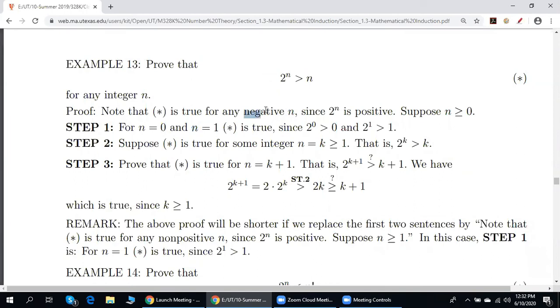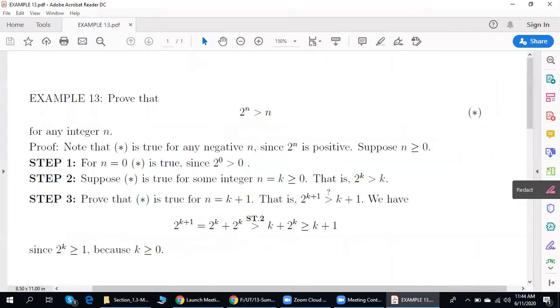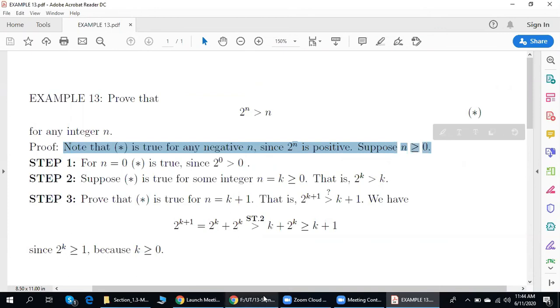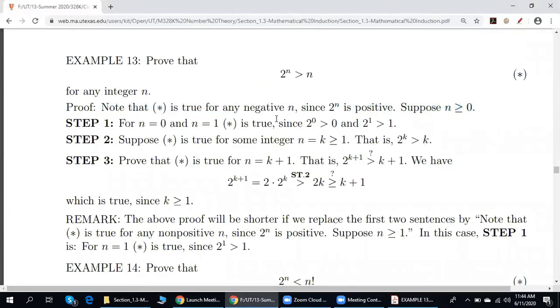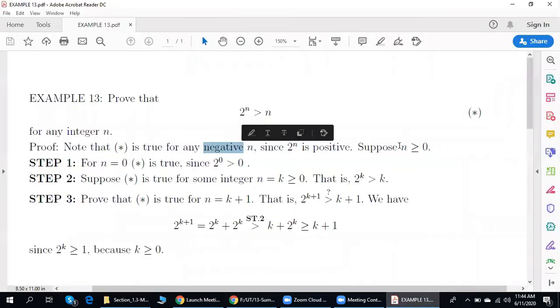So if instead of the word negative, we have the word non-positive, here we put 1. Therefore, there is no need for this portion. And our proof is a little bit shorter. Now, please take a look at this. Note that sentence number 1 over here is same as sentence number 1 over here. Negative n is greater or equal to 0. Negative n is greater or equal to 0.